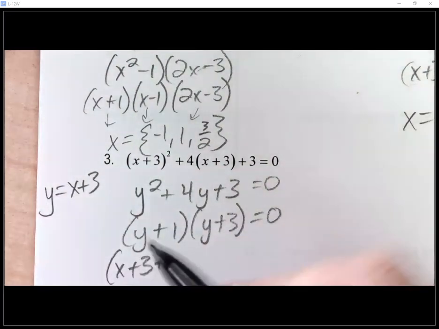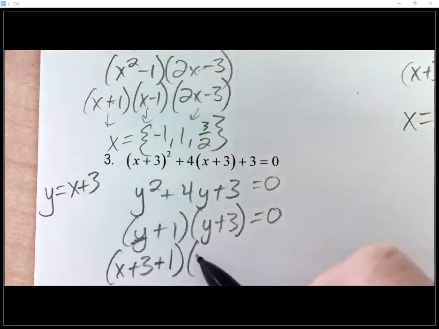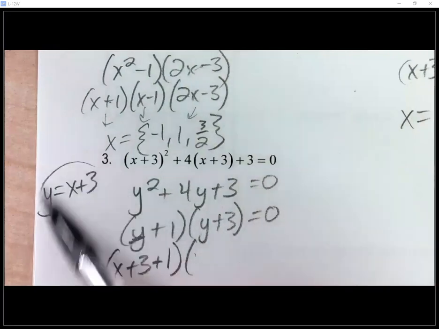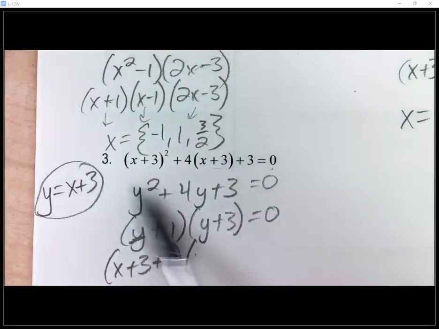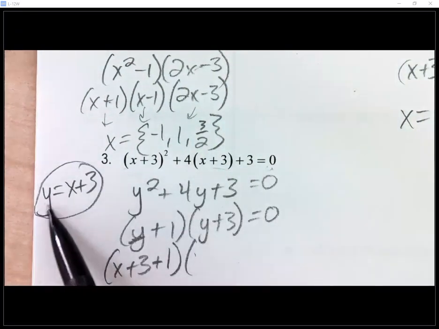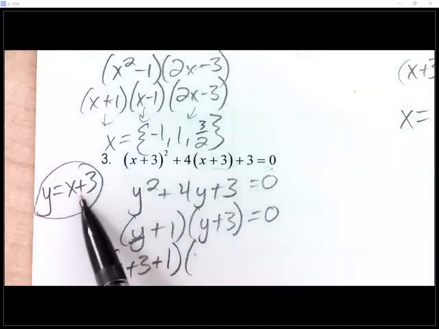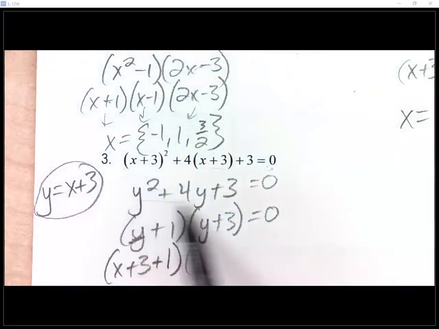What happens to the y? Y equals x plus 3. Because I don't want to factor this, because that would be a nightmare. So if I just pick a variable to represent y plus 3, I get to deal with this instead, which is way easier.